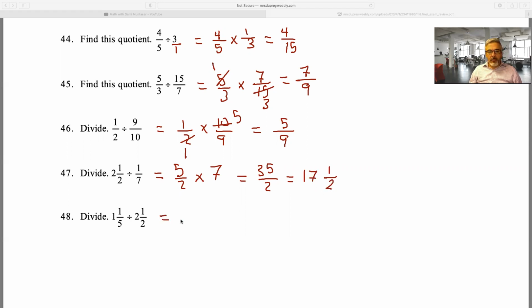Here you have to change from mixed to improper fraction. 1 times 5 is 5 plus 1 is 6, so that makes it 6/5 divided by 2 times 2 is 4. 4 plus 1 is 5, so that makes it 5/2. We need to change the division to multiplication, times 2/5. Can you reduce diagonally? We can't, so therefore we just multiply tops together and bottoms together, and we get 12/25.